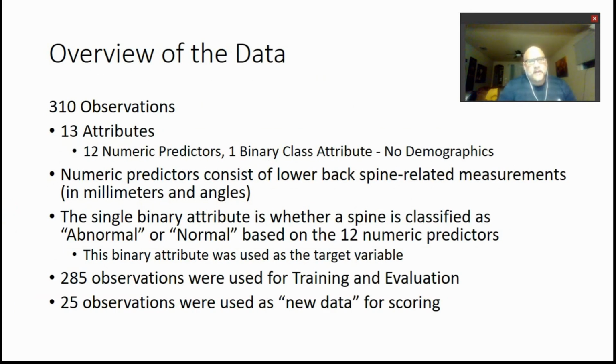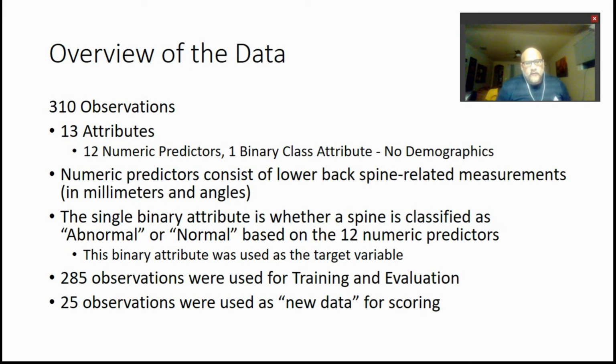The data has 310 observations and 13 attributes, which are divided into 12 numeric predictors and one binary classification attribute, which we use as the target variable, and no demographics. The numeric predictors consist of lower back spine-related measurements. These are measured in millimeters and angles in some cases. The single binary attribute is whether a spine is classified as abnormal or normal based on the 12 numeric predictors. This binary attribute was used as a target variable.